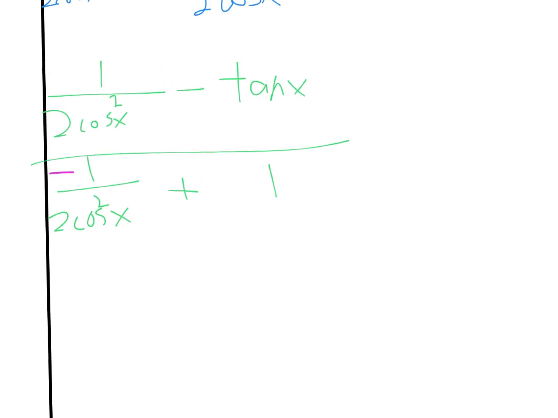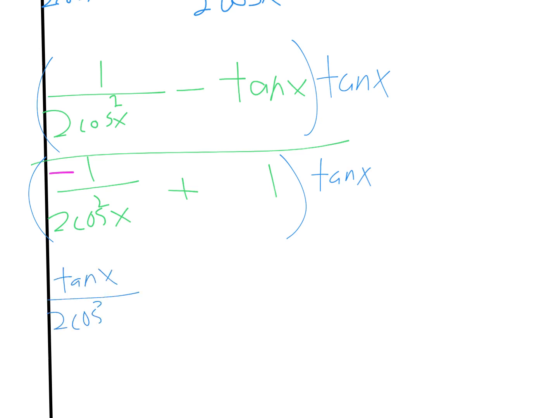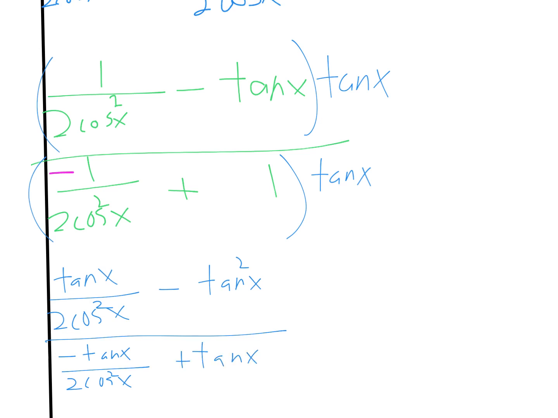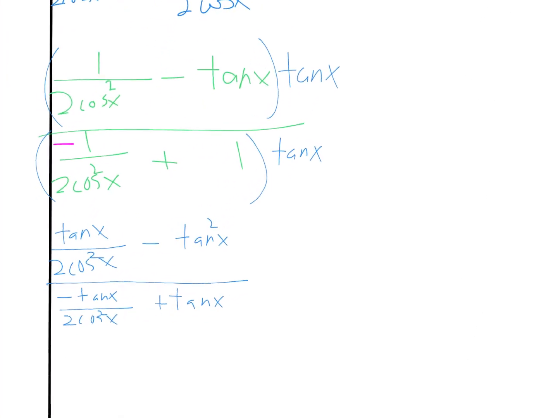I need this to be tangent. So let's multiply. As I said, I don't see a path yet, but I'm going to get there. I need that to be tangent, so I'm going to put a tangent there. That's going to make the top funky, but that's okay. So that's going to be tangent over 2 cosine squared minus tangent squared over negative tangent over 2 cosine squared plus the tangent. Okay. Where do I want to get to? I forget. 1 minus tangent, 1 plus tangent.